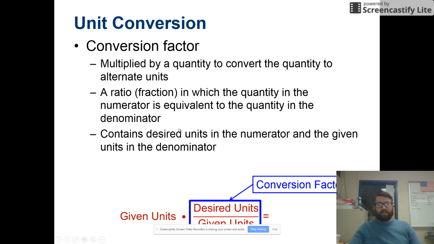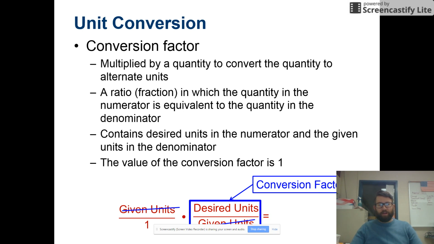So it contains the desired units in the numerator, in the top line, and the given units in the denominator, in the bottom line. So the conversion factor is equal to 1. It's an equality. So you cross out your given units, and then all you're left with at the end is your desired units.